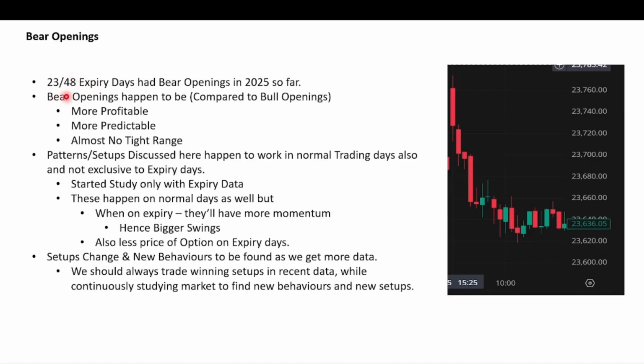we have around 48 expiry days in 2025, and out of 48, 23 had bear openings, 23 had bull openings, and two of them were sideways. And the bear openings happen to be, compared to bull openings, more profitable, more predictable, and there were almost no tight range days in bear opening days.